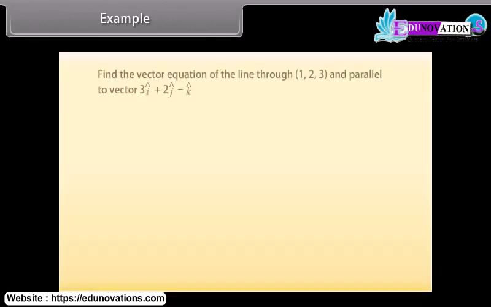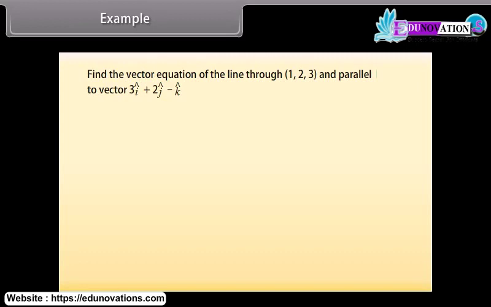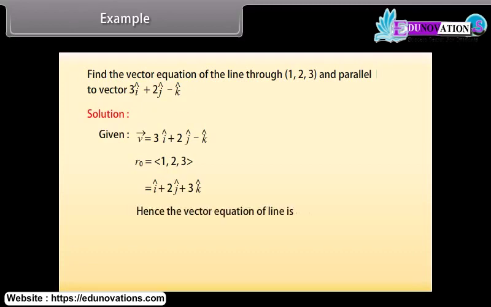Example. Find the vector equation of the line through (1, 2, 3) and parallel to the vector 3i + 2j minus k. Solution. Given: vector v equals 3i + 2j minus k, and R0 equals (1, 2, 3), which is i + 2j + 3k. Hence the vector equation of the line is R equals i + 2j + 3k + t(3i + 2j minus k), which equals (1 + 3t)i + (2 + 2t)j + (3 minus t)k.